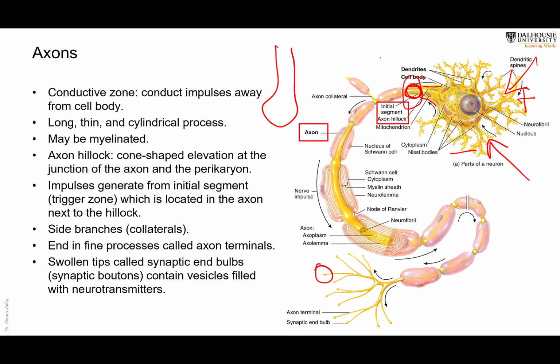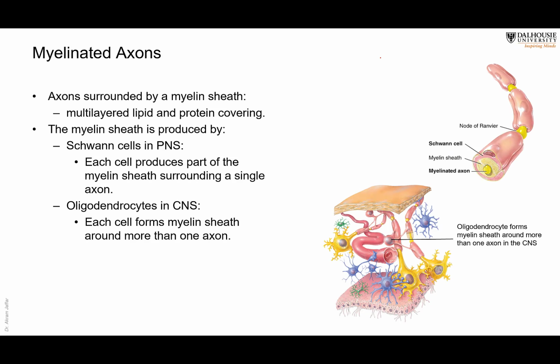While the dendrites are unmyelinated, the axons might be myelinated. Some of them are myelinated, some of them are non-myelinated. The myelinated ones, as you will study in physiology as well, are usually the rapid conducting ones. So these are the myelinated axons. Axons are surrounded by a myelin sheath, which is a multi-layered lipid and protein covering. And this myelin sheath is produced by Schwann cells in the peripheral nervous system and oligodendrocytes in the central nervous system.